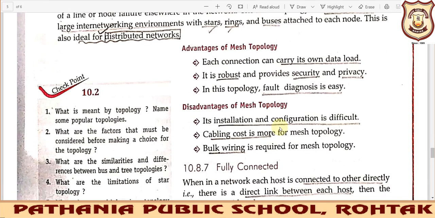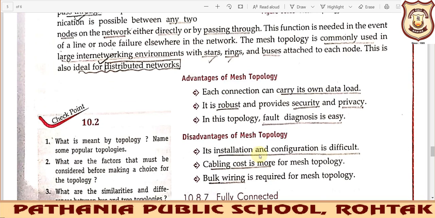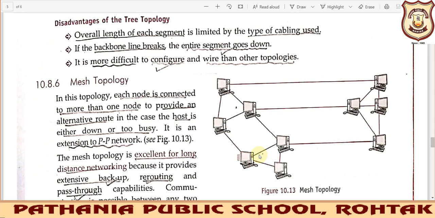So what are the advantages? It is robust, it provides security, it gives privacy also. Fault diagnosis is very easy. And what are the disadvantages? It is costly, cabling cost is more, a bulk of wire is required, because we are providing the additional reroute facility also, and a backup plan is also there.